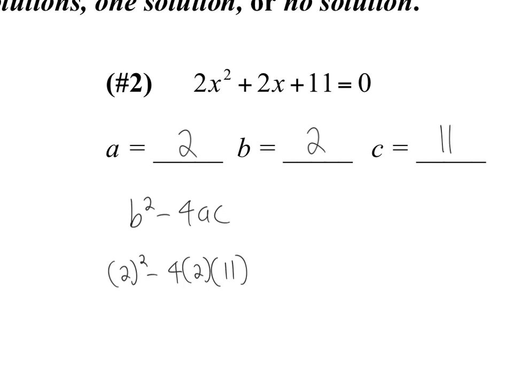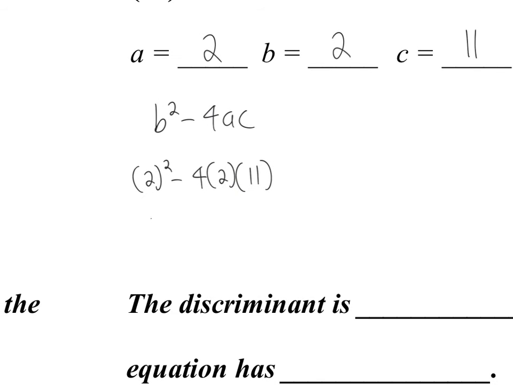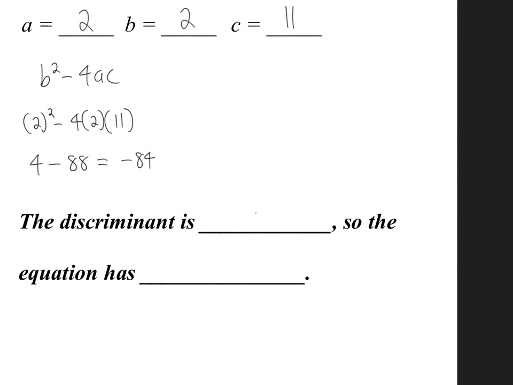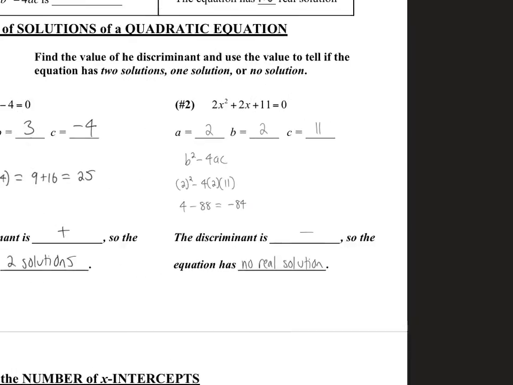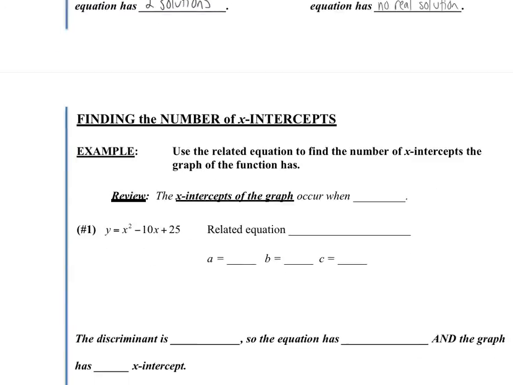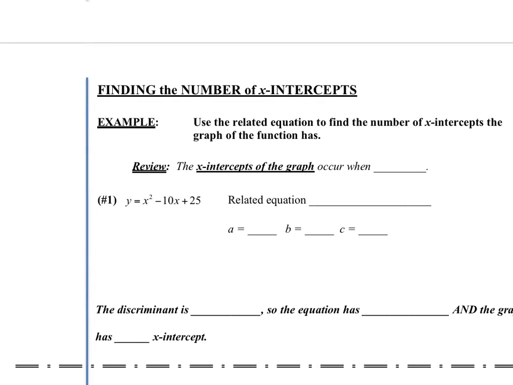So that's going to be 2 squared is 4 minus, so then 4 times 2 times 11 is negative 88. And what's 4 minus 88? That is negative 84. So is that number positive, negative, or 0? It's negative, so the answer is going to be how many solutions? No real solution. Okay, there we go. All right, sounds good. Let's do another example now.